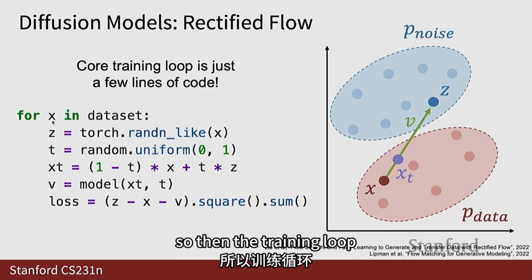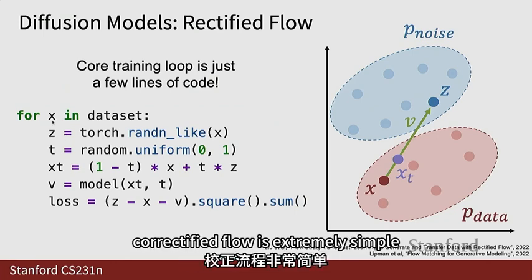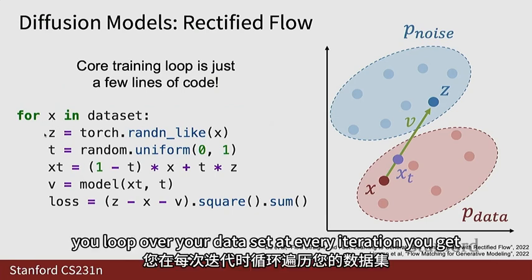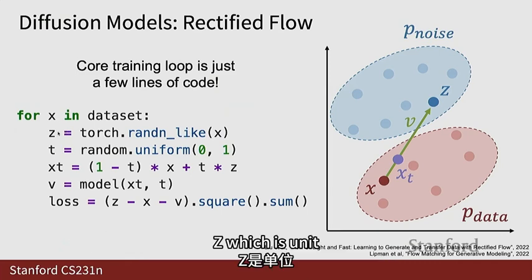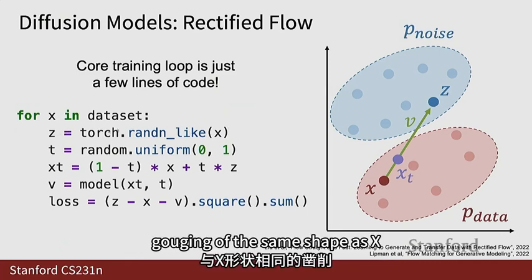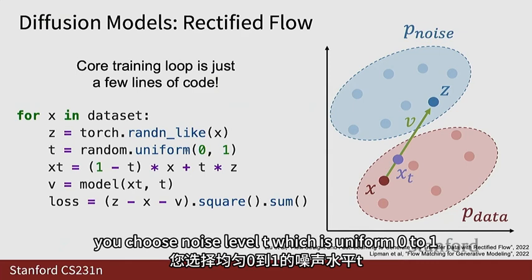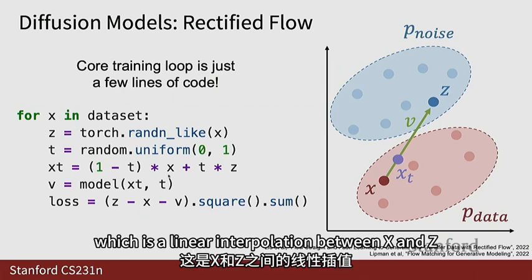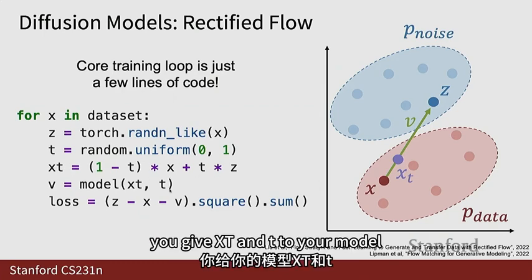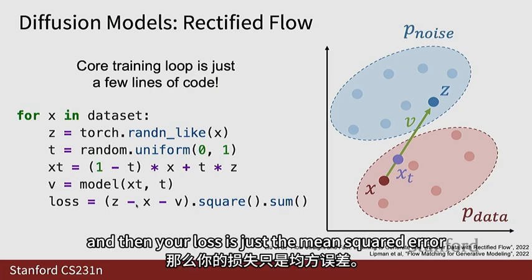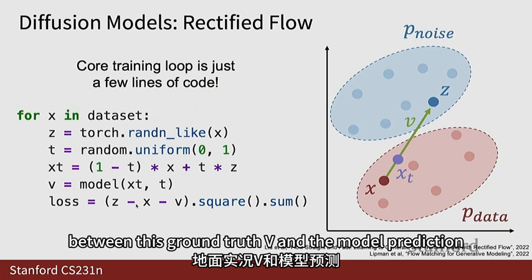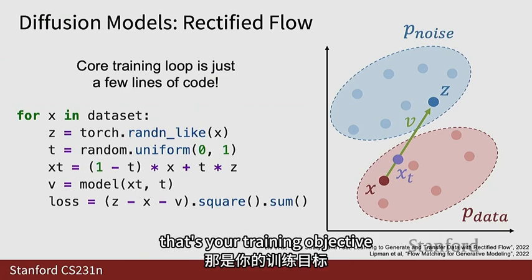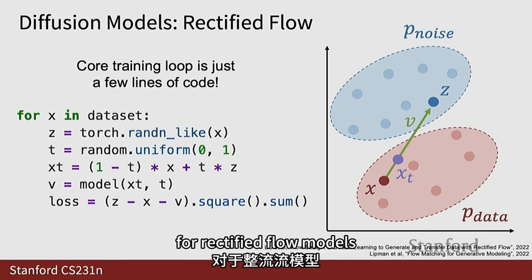So the training loop for rectified flow is extremely simple. You loop over your data set. At every iteration, you get z, which is unit Gaussian of the same shape as x. You choose noise level t, which is uniform 0 to 1. You compute x_t, which is a linear interpolation between x and z. You give x_t and t to your model. And then your loss is just the mean squared error between this ground truth v and the model prediction. And that's it. That's your training objective for rectified flow models.